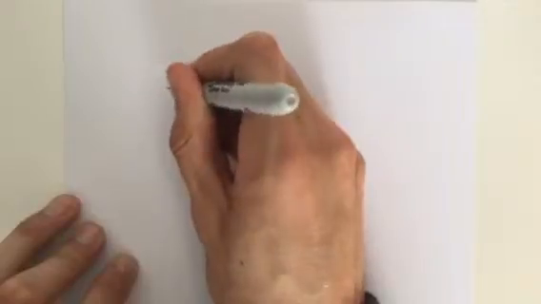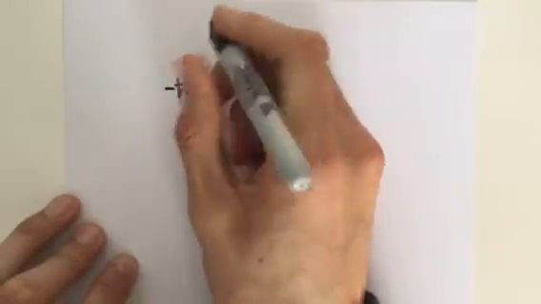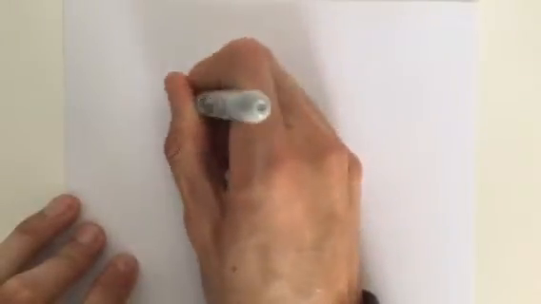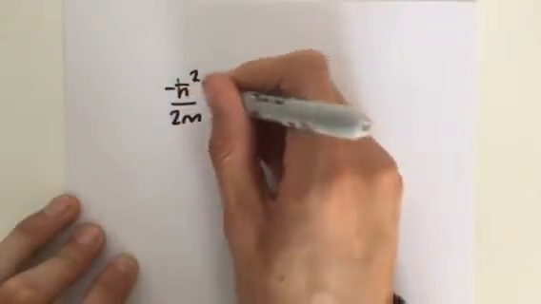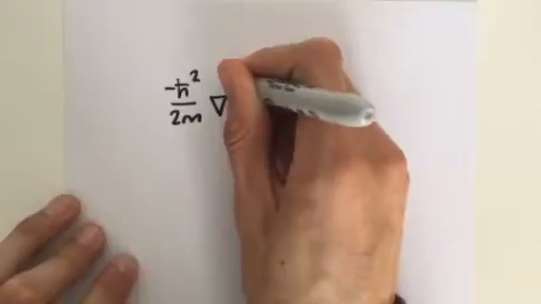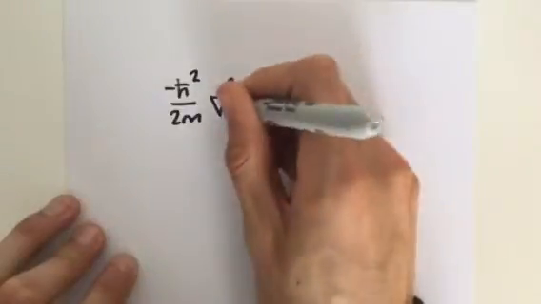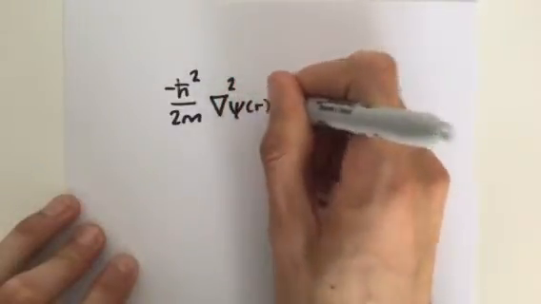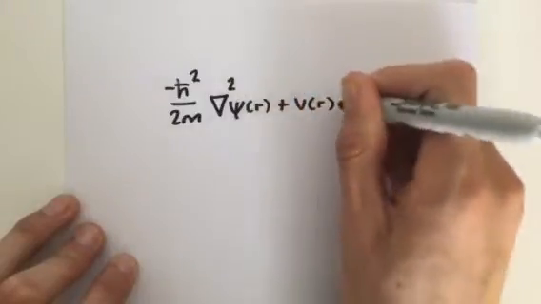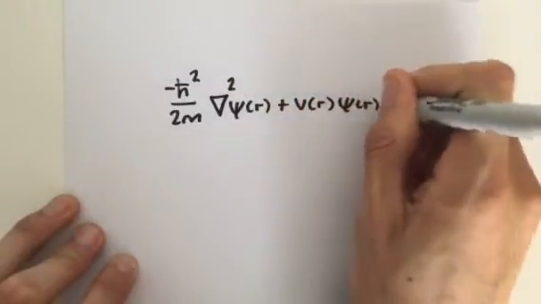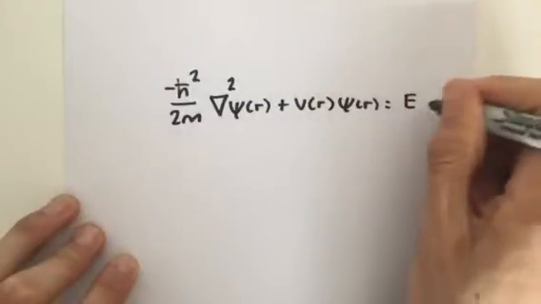So, the Schrodinger equation. You may remember, it looks like this. We have minus h bar squared divided by 2m, and then we have the Laplacian operator, or just the second order derivative of our wave function psi of r, plus V of r times psi of r, and this is equal to E psi of r.